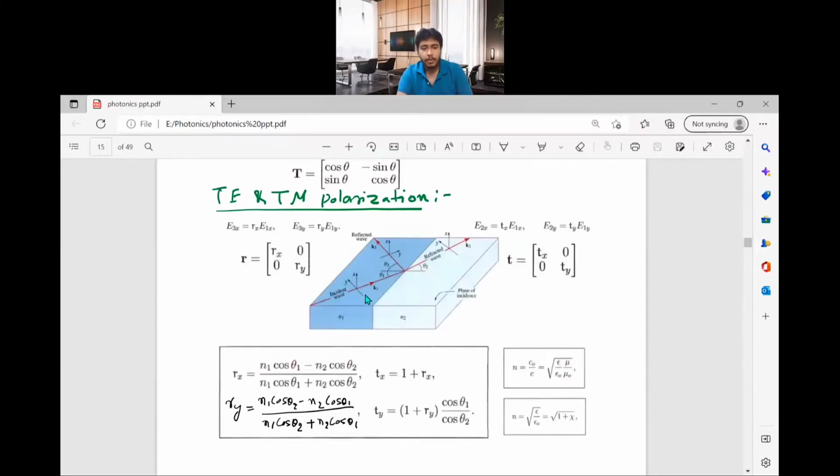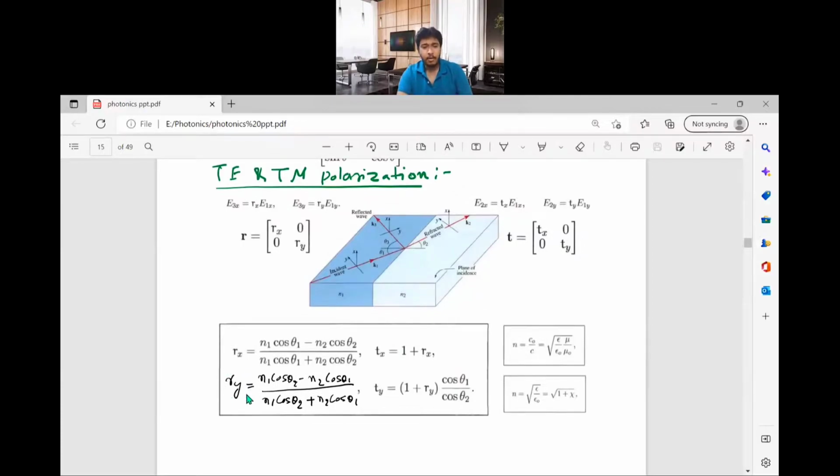So we'll check for both TE and TM polarization. Rx is the reflection coefficient for the TE polarization mode. This relation is (n1 cos theta 1 minus n2 cos theta 2) divided by (n1 cos theta 1 plus n2 cos theta 2), where theta 1 is the incident angle, theta 2 is the transmitted angle, and n1 and n2 are the refractive indices. And this is the transmittance coefficient related to this relation, and this is the reflection coefficient for the TM polarization. The relation is this one, and Ty is the transmittance coefficient of the TM. So these are the relations.